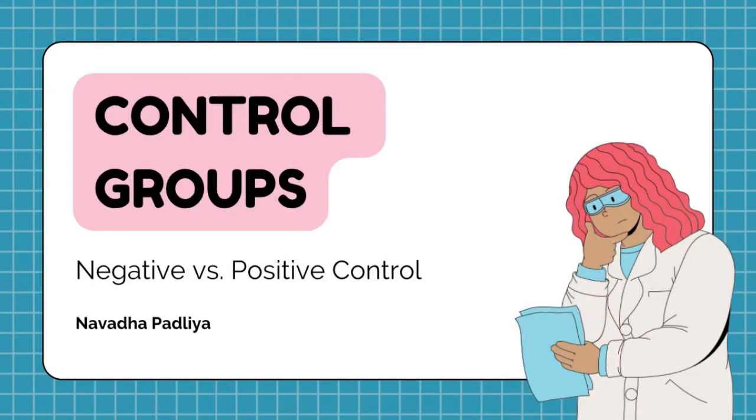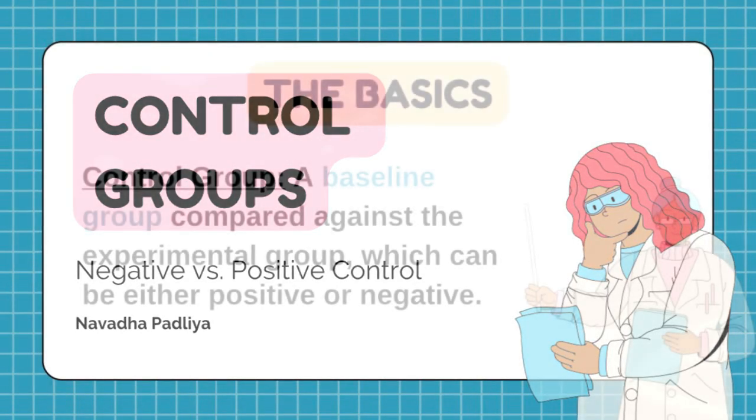Hi everyone! Today we're breaking down one of the most important and sometimes one of the most confusing parts of experimental design, control groups. Specifically, what's the difference between a negative control and a positive control? So let's get into it.